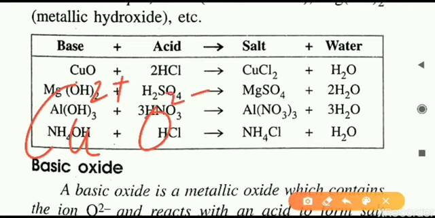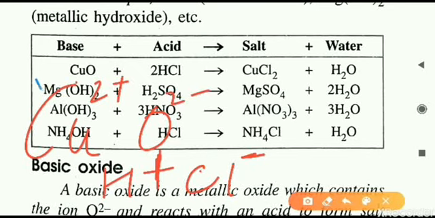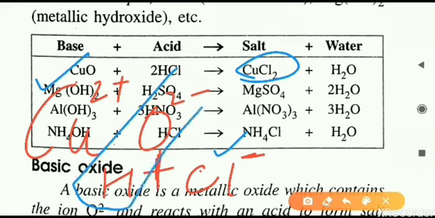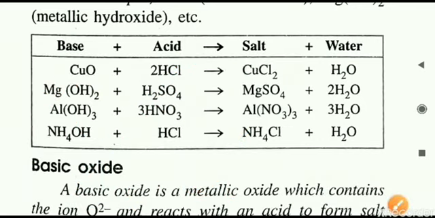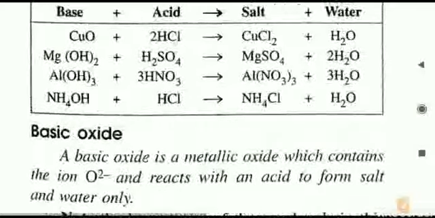Like this it is broken into two parts, and it is reacting with HCl. So HCl also is broken into two parts. One part is H positive, another part is the chloride, the negative radical. So now what happens in the reaction? The copper part combines with the chloride, that will form CuCl2, that is, salt will form, and the H plus and O2 minus will combine together and we will get water. This is how the reaction proceeds in the case of basic oxides. Now we will have a look at the basic hydroxides.